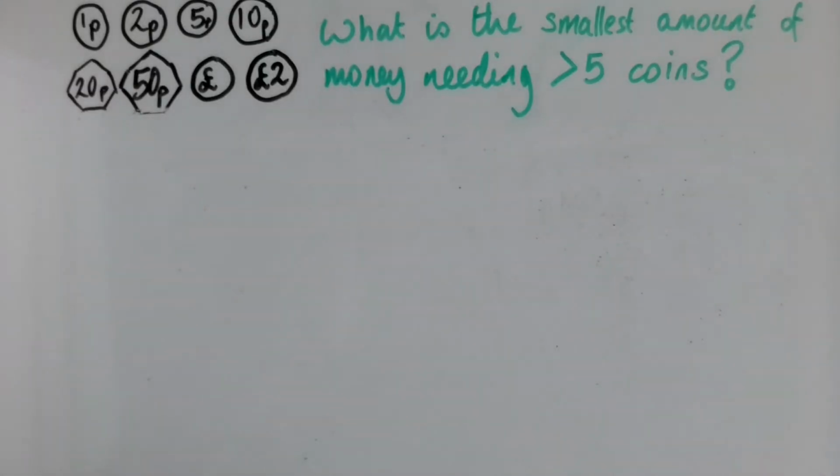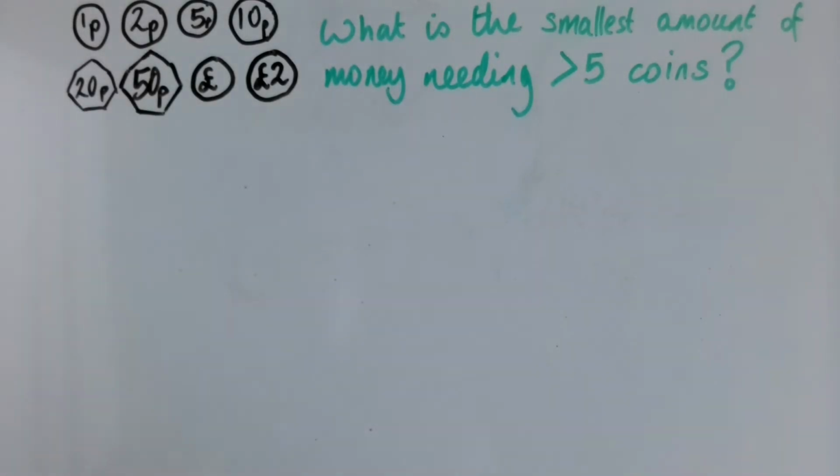You don't need 6 coins to make 6 pence. You could have 6 pennies, but you could do it with 2, with a 5 penny and a 1. So that's what we're going to look at first. Pause the video and have a go and see if you can work it out for yourself, and then see if you agree with me.